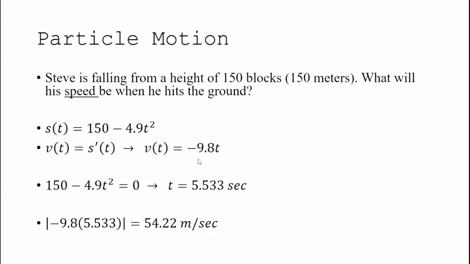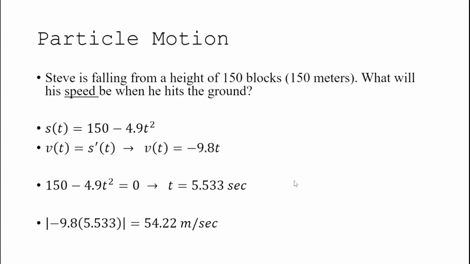So that was pretty simple. Now we need to find exactly what time he hits the ground. So of course that's just going to be when the displacement is equal to 0, assuming, of course, that 0 is the ground. So 150 minus 4.9 t squared is equal to 0. Again, 0 is the ground, and we solve it out, and we get t is equal to about 5.5 seconds. And then we simply have to plug in 5.533 seconds into the velocity function for t, and we get 54.22 meters per second. Now, that's kind of fast.